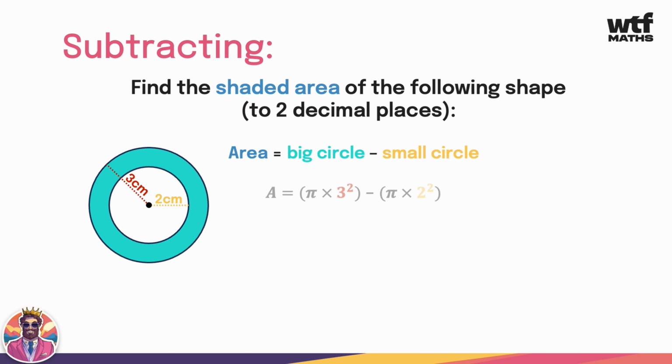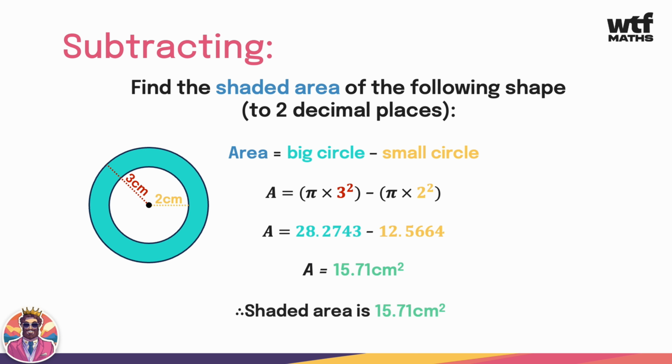So to work this out, we're going to work out the area of the big circle, pi times 3 squared, and then take away the area of the small circle, pi times 2 squared. We'll end up with these numbers here. And overall, that'll simplify to 15.71 centimeters squared to two decimal places.